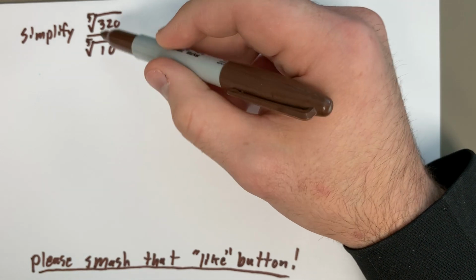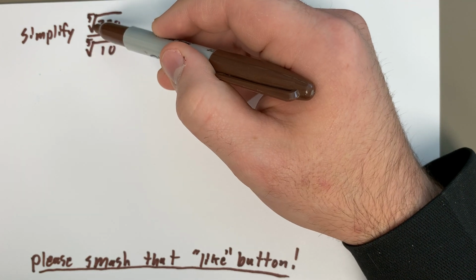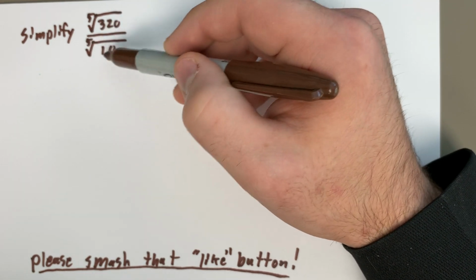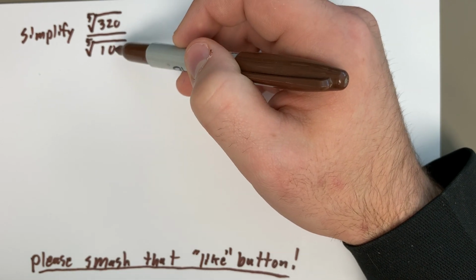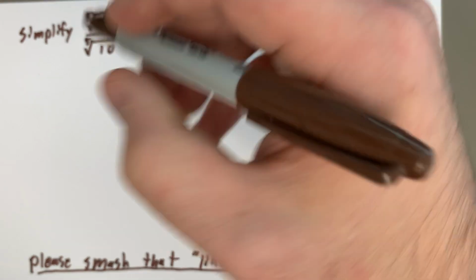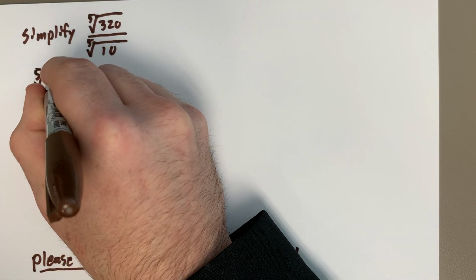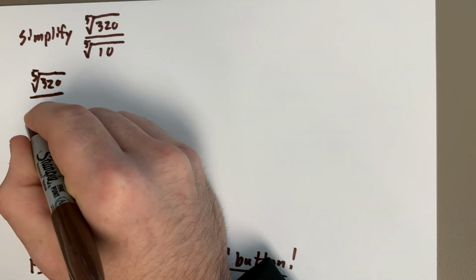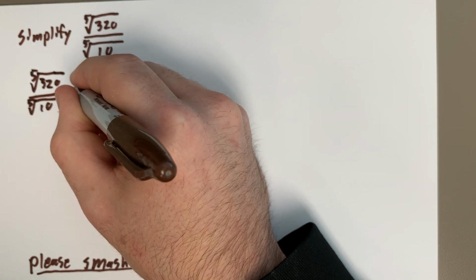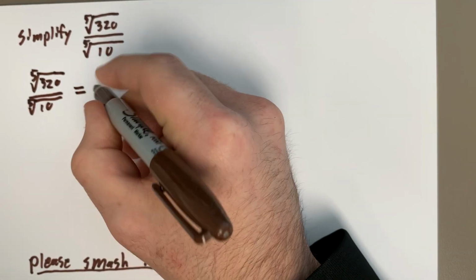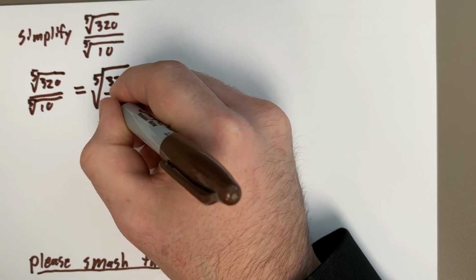Because if I notice, via the quotient rule for radicals, I have a fifth root on the bottom, I have a fifth root on the top. So basically I can write this whole thing as one giant fifth root, allowing me to divide 320 by this 10 here. So if I were to rewrite this, this gives me fifth root of 320 over fifth root of 10. And okay, using the quotient rule, this gives us one giant fifth root of 320 over 10.